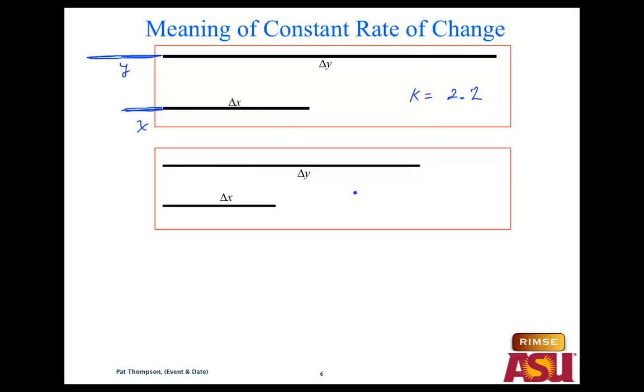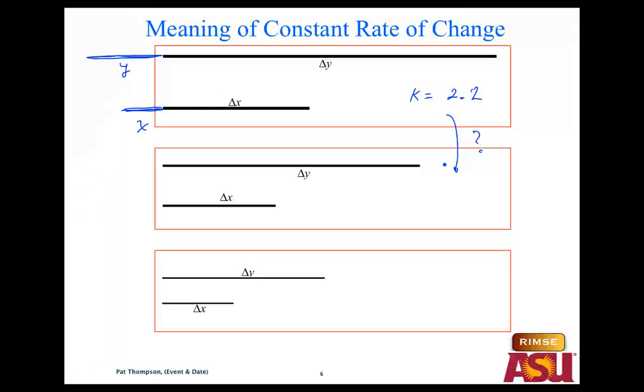Okay. Does that hold here? Yeah. Does it hold here? Yeah. So we can have a different change in x and obviously a different corresponding change in y. But constant rate of change means that the relative size of the changes is maintained. So in all these cases here, delta y is about 2.2 times delta x.